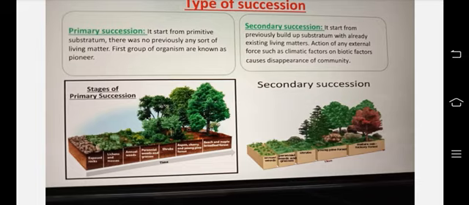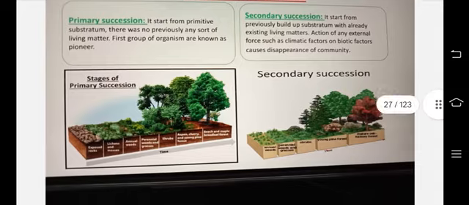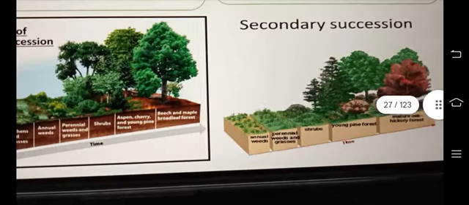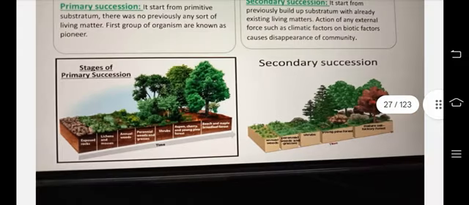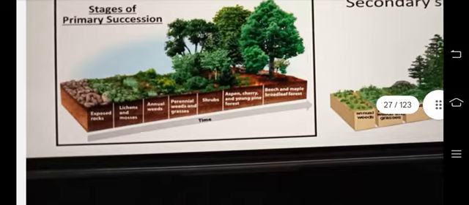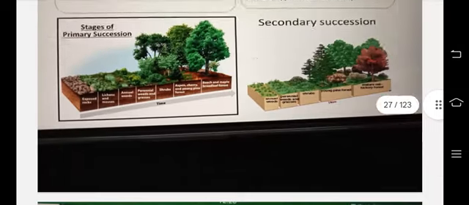Secondary succession starts from a previously built-up substratum with already existing living matter. The action of external forces such as climatic factors or biotic factors causes disappearance of the community. Here you can see, in secondary succession, annual weeds are already there. But in primary succession, exposed rocks are seen in the first stage.